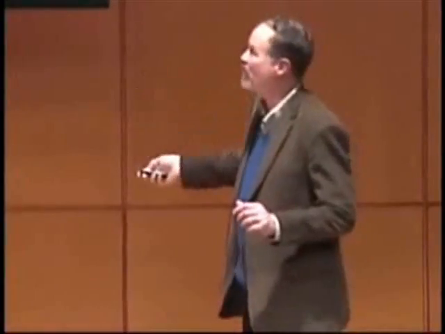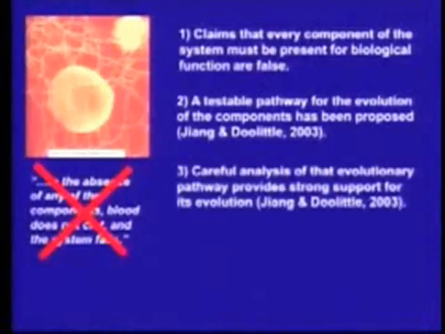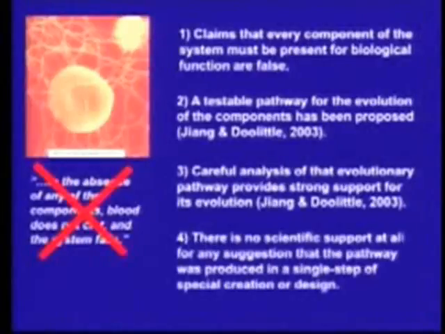The relationships match. So what this means with respect to blood clotting is claims that you need every component to be present for biological function. That's the claim. Those claims are false. The second thing is a testable pathway has been proposed. I showed it on the previous slide. Careful analysis of that pathway shows it fits the evolutionary prediction, and there's absolutely no scientific support at all for any suggestion that the pathway was produced in a single step of creation or design.